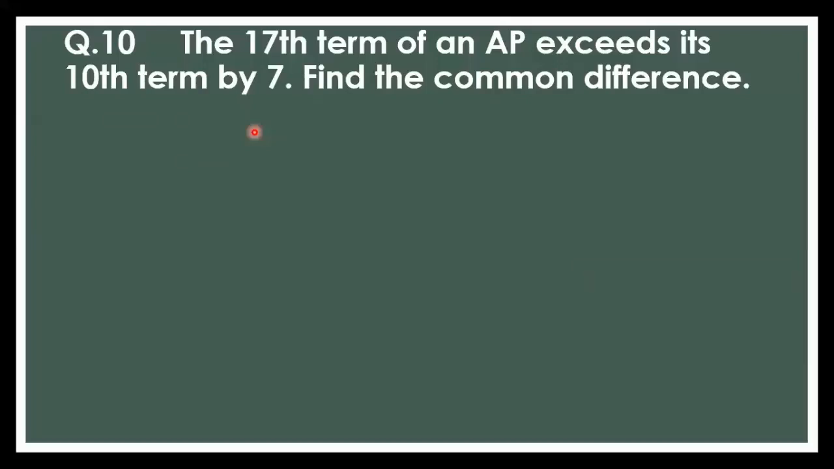Binomial, put in the bracket. Ma'am, I got the answer. Answer is 1. A plus 16D minus, A plus 9D. The 10th term is A plus 9D. 7 divided by 7 is 1, ma'am. Yes, 1 is correct, ma'am. A plus 16D minus A plus 9D is equal to 7. Here A and A will get cancelled. 16D minus 9D is equal to 7.